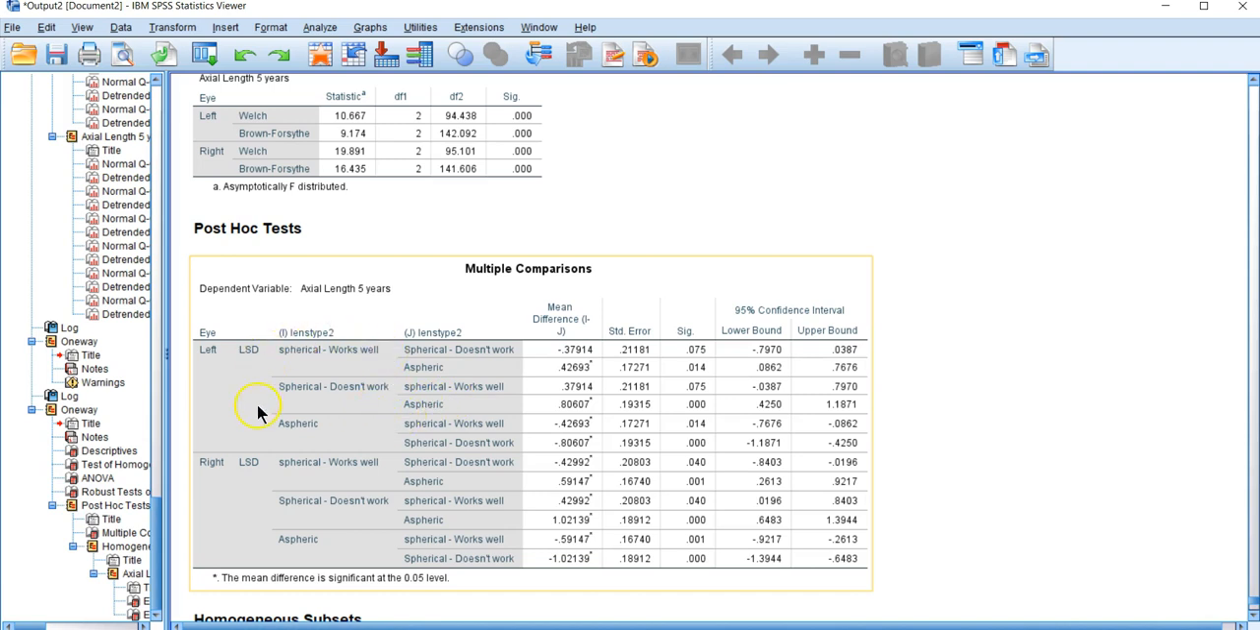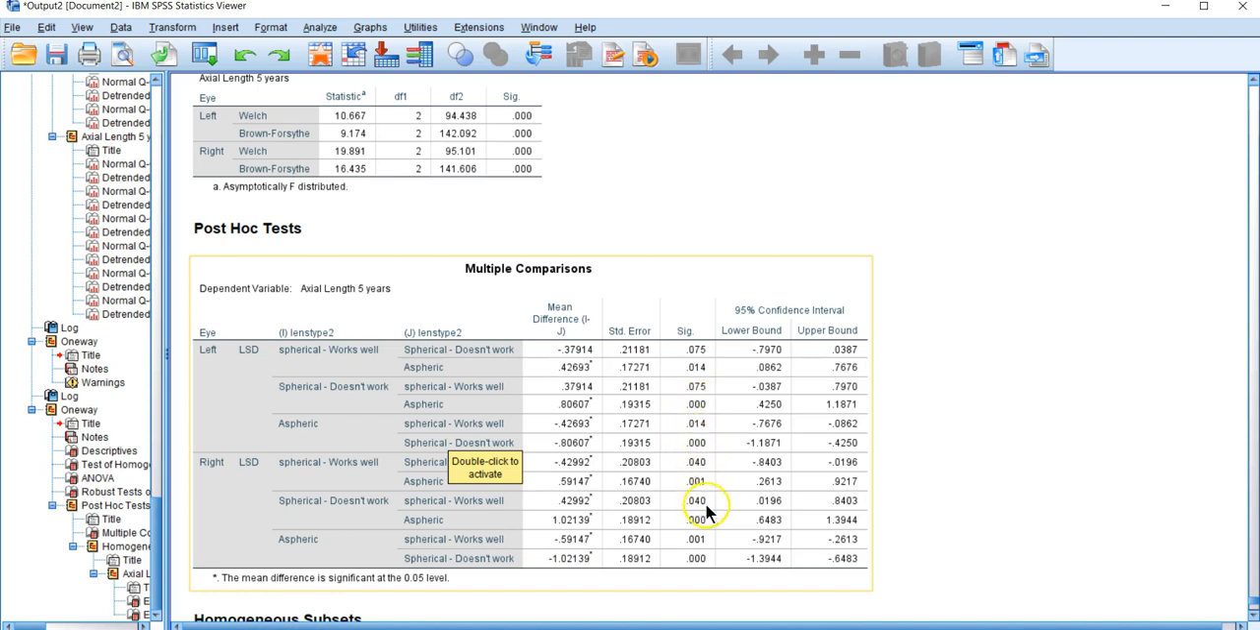So there's 3 sets of post hoc comparisons, and they basically report the same difference twice. So here's spherical works well, spherical doesn't work. Here's spherical doesn't work with spherical works. So it's the same number, the same difference, 0.379, just the sign changes. Same P. So is aspheric different from spherical doesn't work? Yeah, it's real different.